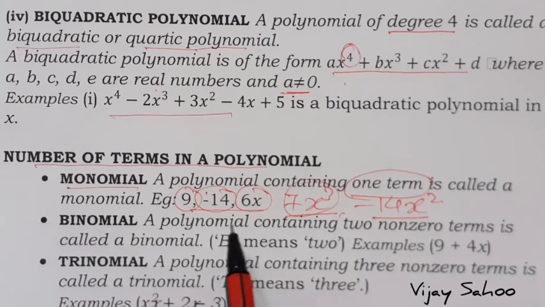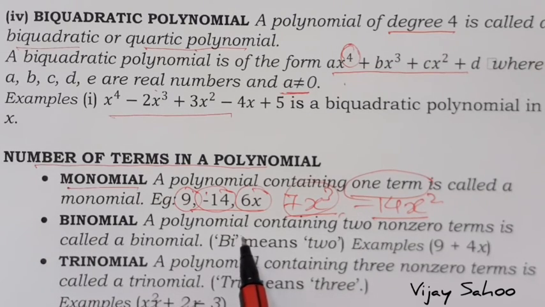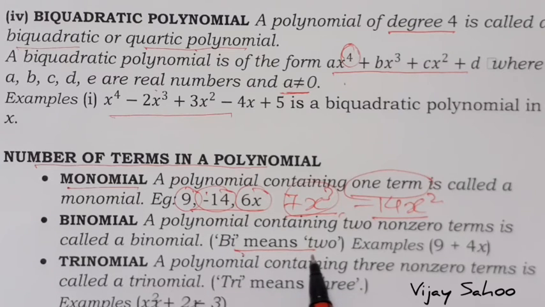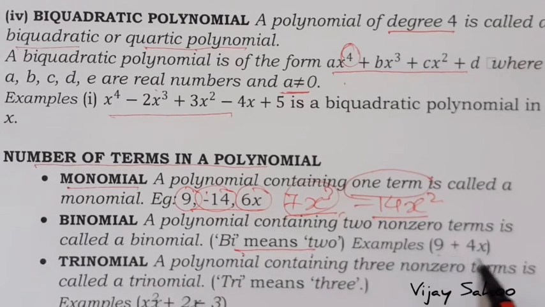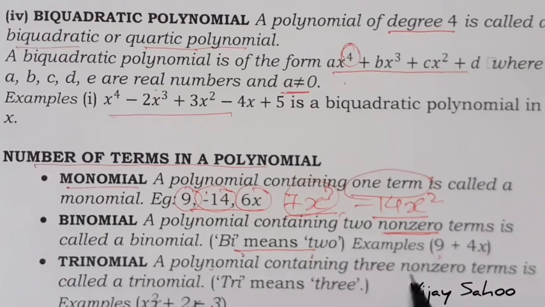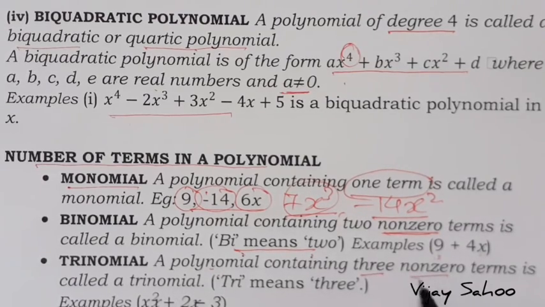Binomial, if it has two terms, then it will be said to be a binomial. Bi means what? 2. So 2 means what? 1 and 2. Two terms are there and both should be non-zero. It means it should not be equal to 0. Then we'll say that it is a binomial. Now trinomial, a polynomial containing 3 non-zero terms. It means again it should not be equal to 0. Then we'll say that it is a trinomial.